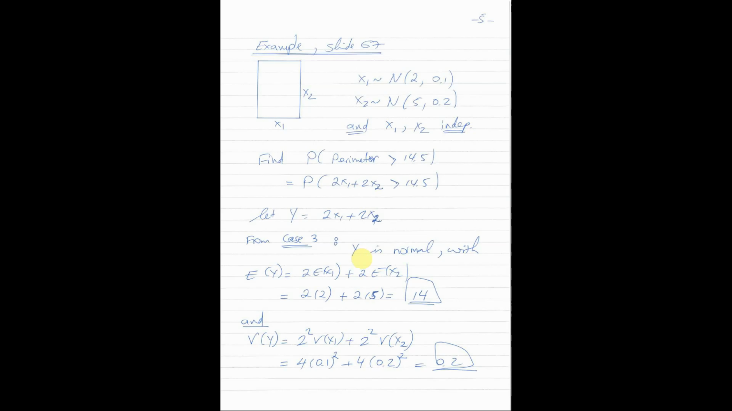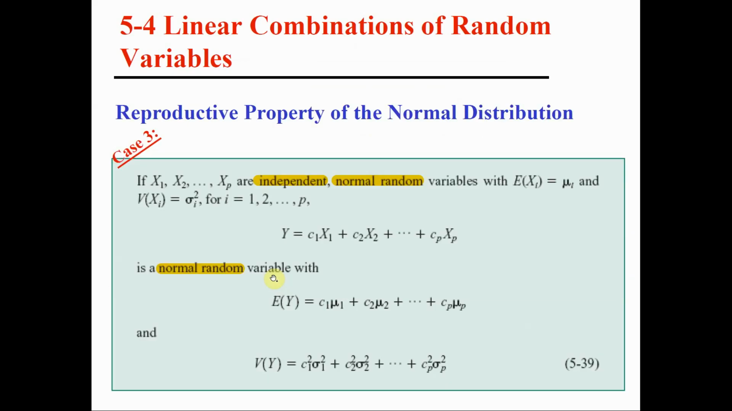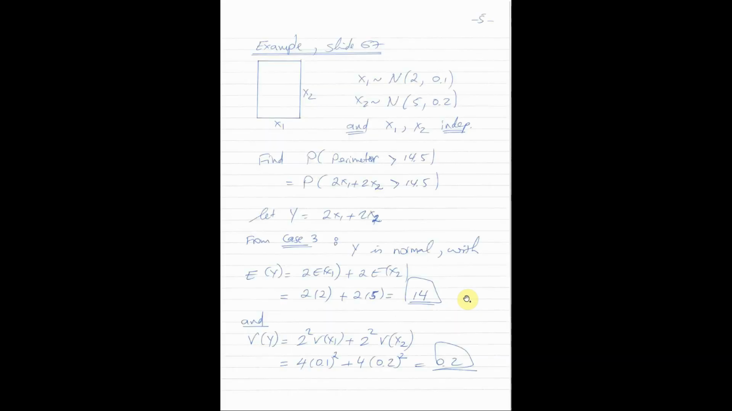So that we can use our normal tables to get this, we have to know the expected value of Y and we need to know the variance of Y. So how do we get the expected value of Y? Using the linear combinations, using this formula, the expected value of Y is equal to 2, which is a constant, times the expected value of X1 plus 2, the constant, times the expected value of X2. So 2E[X1] + 2E[X2], substituting 2 times 2 plus 2 times 5, which is equal to 14. So we just use these numbers. This is the expected value of X1, and this is the expected value of X2, and we use the constants, and we applied the formula. The answer is 14.